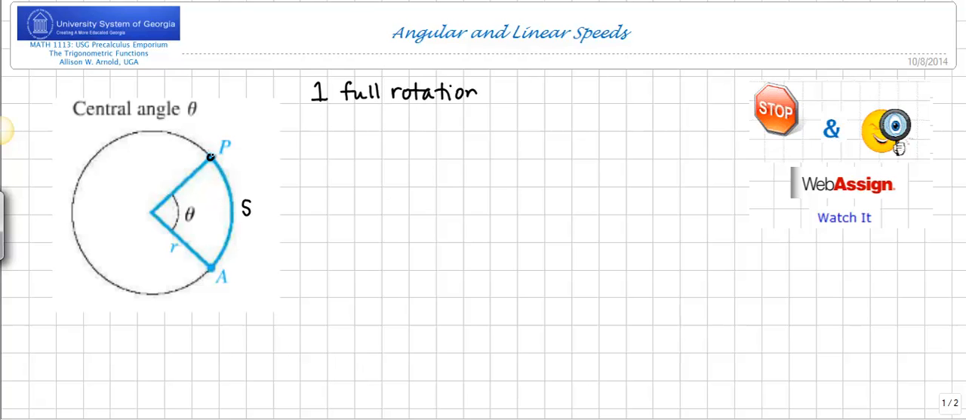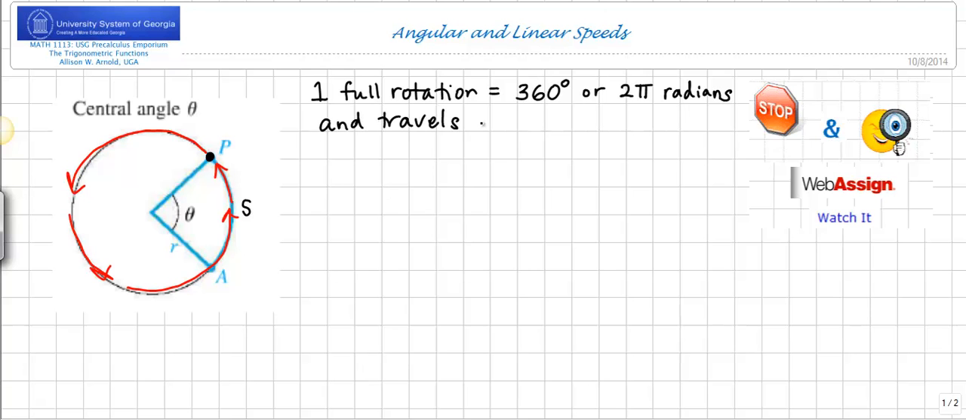Meaning if I start at a point P and I rotate the circle, turn it all the way around, go all the way back to P, that forms an angle of 360 degrees or 2 pi radians. And it travels a linear distance equivalent to the circumference of the circle. Now think about that for a minute.